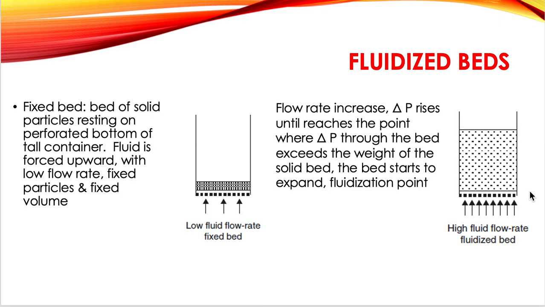It says that the average velocity in a section of the bed is directly proportional to the pressure drop of the fluid passing through the bed, and also inversely proportional to its thickness. So if the bed is thicker, then the average velocity would be lower or slower.